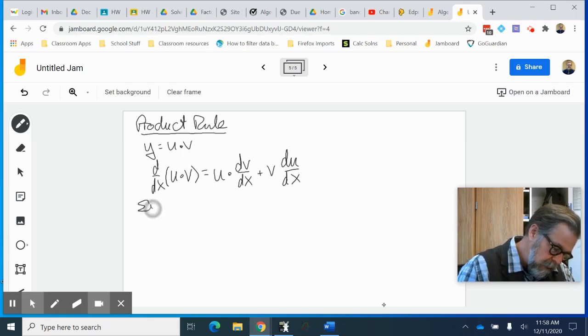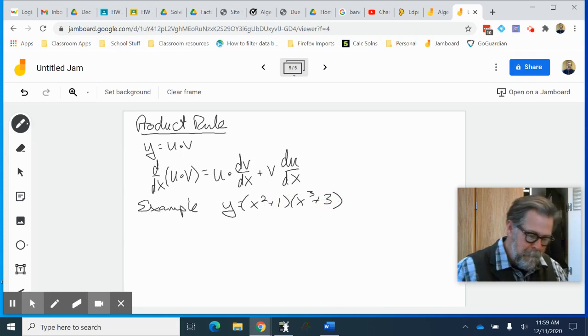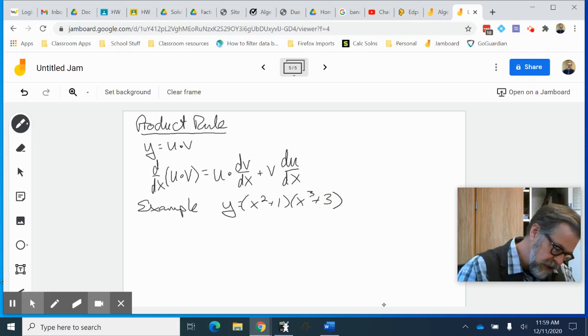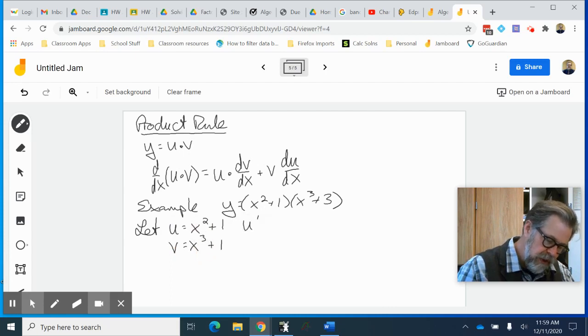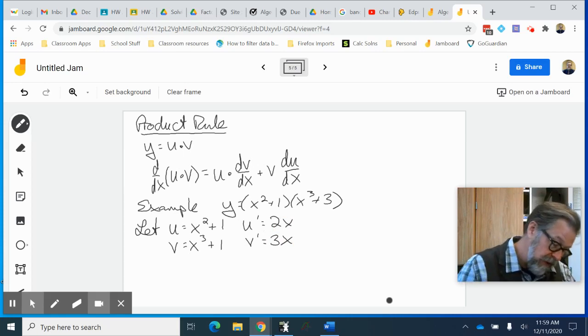So my example will be that y is equal to (x squared plus 1)(x cubed plus 3). Now, I'm going to recommend immediately that you be very, very organized, that you start by defining u equal to, v equal to. Next to those, you write the derivative of u and you write the derivative of v. If you try to do this in your head, unless you are very, very good, you are probably going to mess up.